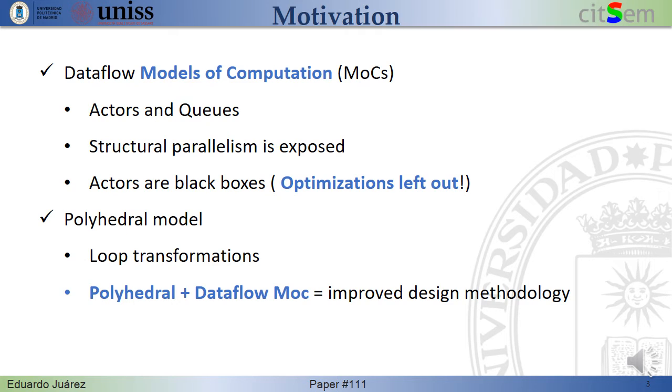The drawback of considering actors as black boxes can be faced by exploiting some automatic optimization techniques, such as those offered by the polyhedral model. The polyhedral framework performs loop transformations to enhance both data locality and parallelism on compute-intensive codes. The combination of a Dataflow MOC with polyhedral transformations can potentially achieve a better design methodology.